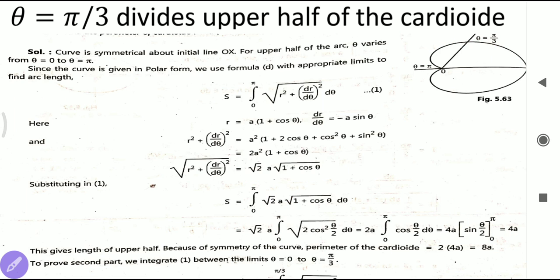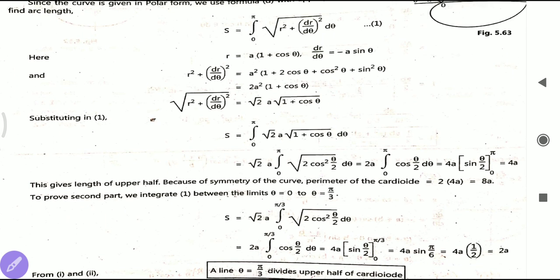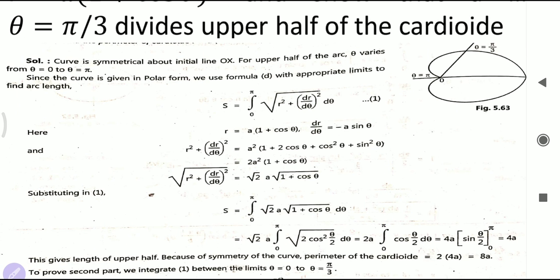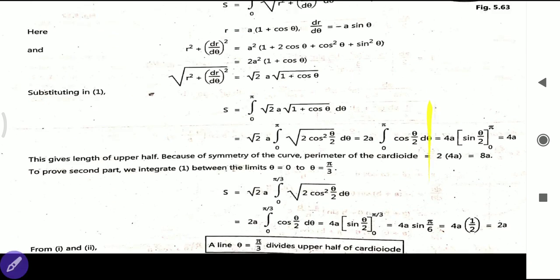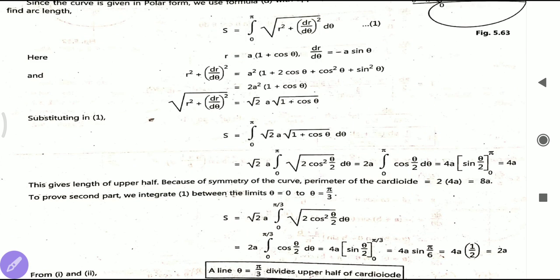Okay, now what I want to prove, I want to prove that up to this it is exactly half. I want to prove that from 0 to pi by 3 it should be 2a. If we can prove this, then we are through. So this gives the length of the upper half, and because of the symmetry of the curve, if you want to find the perimeter, the full part, the perimeter will be what? 2 times 4a. That will give you 8a. The length of the full cardioid is 8a.